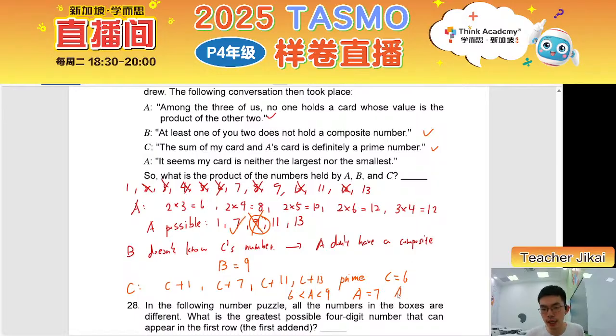So the answer here is asking what? The product of A, B, and C. So it is 7 for A and 9 for B and 6 for C. So it is 7 times 9 times 6, right? 7 times 9 times 6. So the answer here is 378. Yeah, 378.